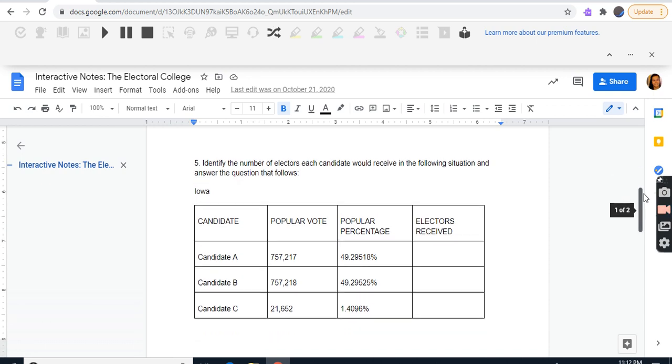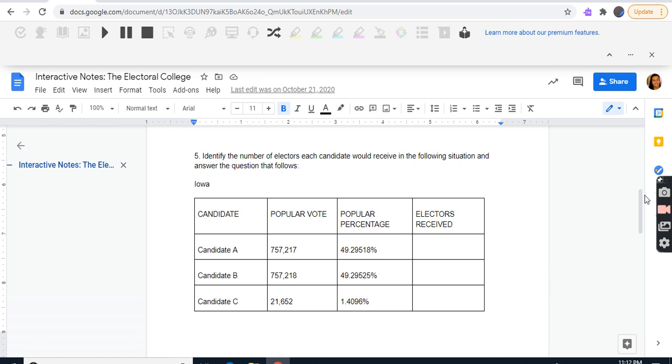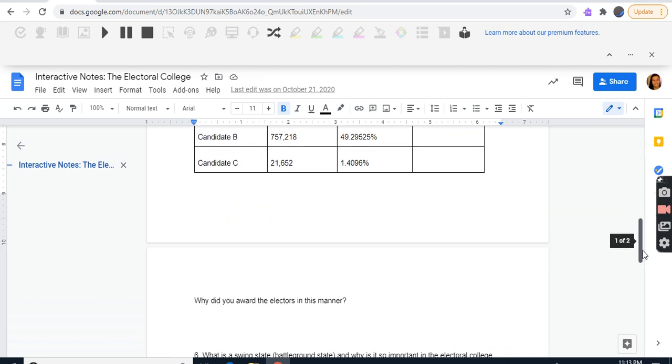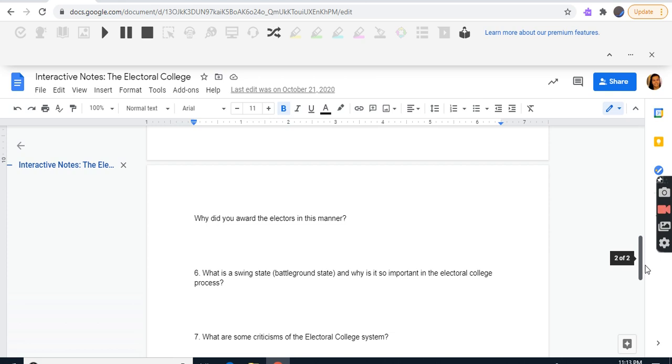follows: Iowa. Candidate, popular vote, popular percentage, electors received. Candidate A, 757,217, 49.29518%. Candidate B, 757,218, 49.29525%. Candidate C, 21,652, 1.40096%. Why did you award the electors in this manner?